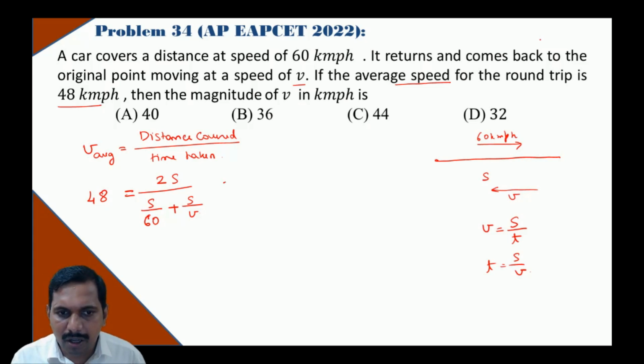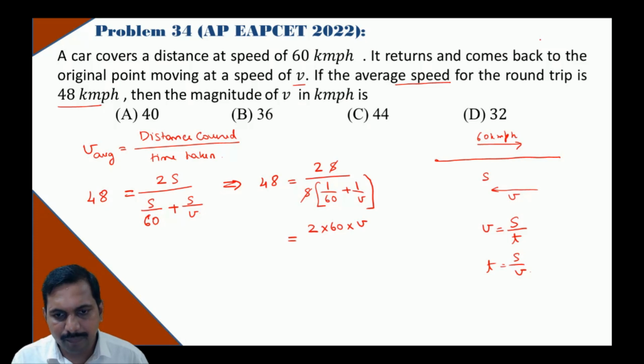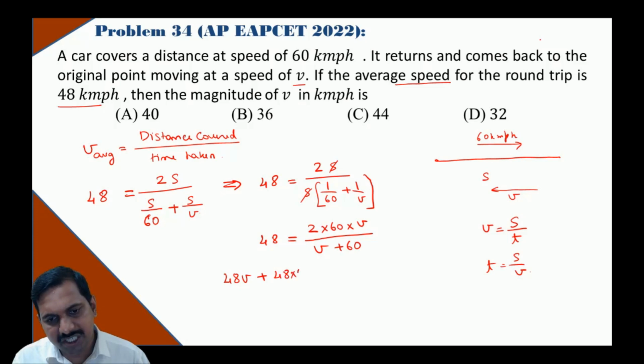So now when we solve this, we will get 48 is equal to 2s over the total time. s I will take out and cancel. So this one will become 1 by 60 plus 1 by v. And when we do the algebra, you will get 2 into 60 into v is equal to 48 times v plus 60. That is, 48v plus 48 into 60 is equal to 120 into v.